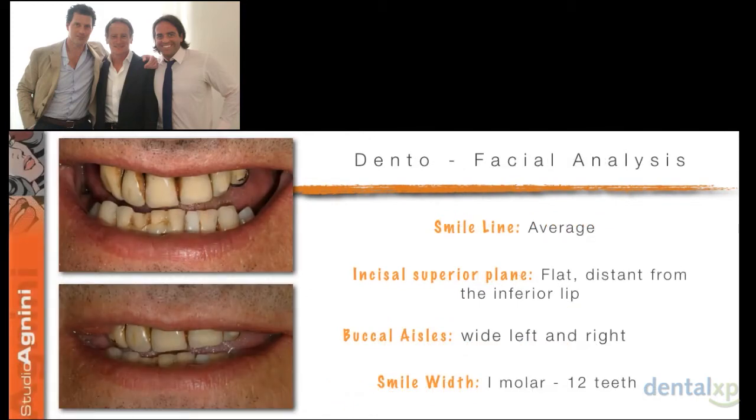Passing through the dentofacial analysis, we can evaluate the smile line, which is average. We evaluate the superior incisor plane, which, as we can see, is flat and distant from the inferior lip. You see the buccal corridors, which are wide, left and right, also because he was missing all the teeth. And the width of the smile was basically around 12 teeth.